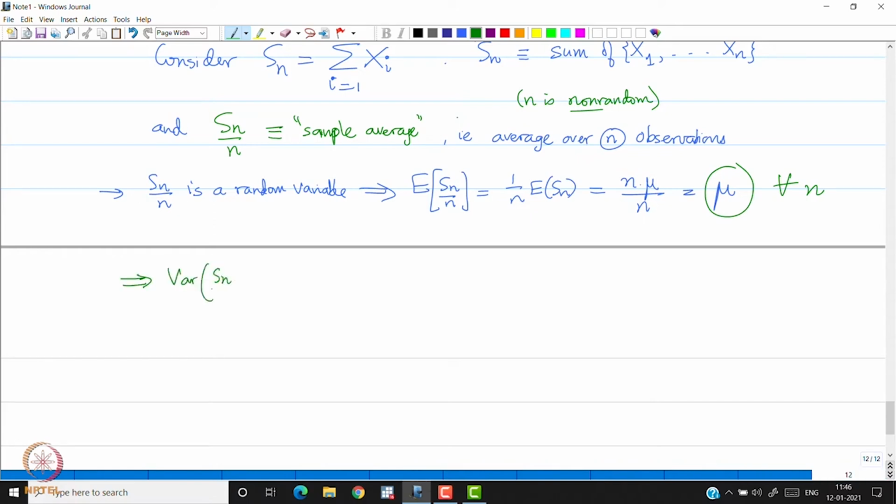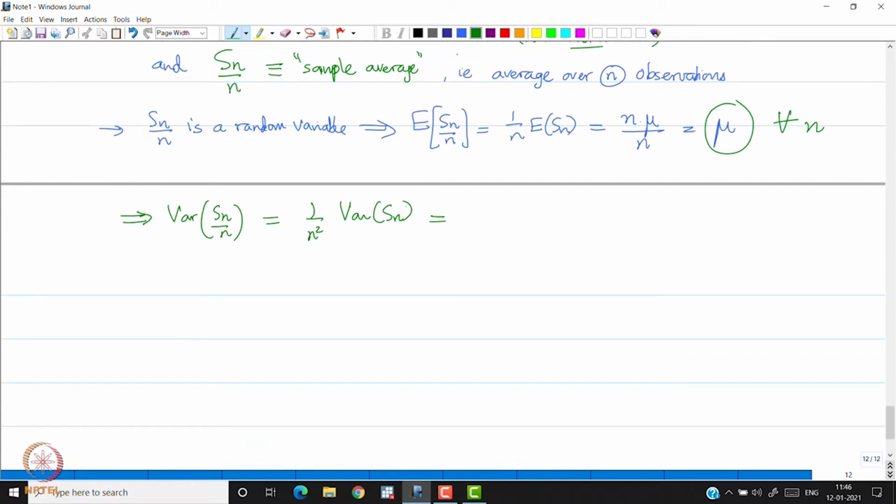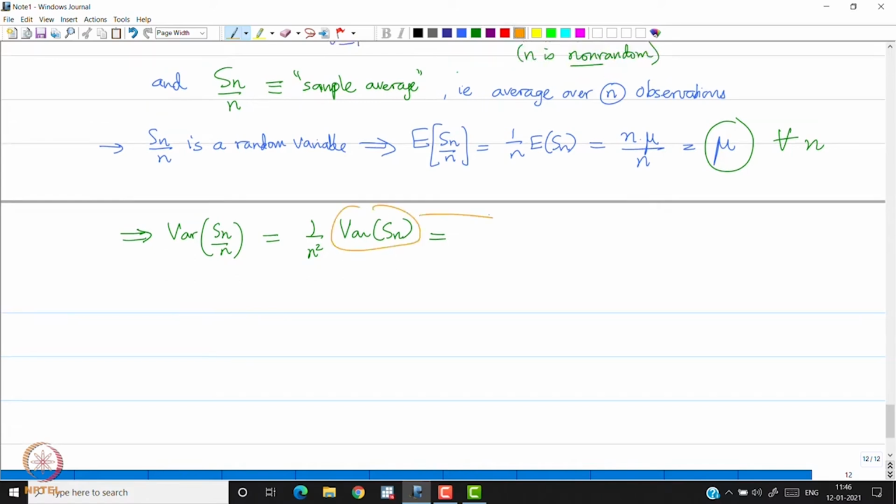But what about the variance of Sn by n? It turns out that the variance of Sn by n is 1 by n squared of, very important, this n squared, of the variance of Sn. The variance of a sum of independent random variables, as we have pointed out earlier, is the sum of the individual variances. In this case the individual variances are all equal to sigma squared. So the variance of Sn is going to be equal to n times sigma squared.